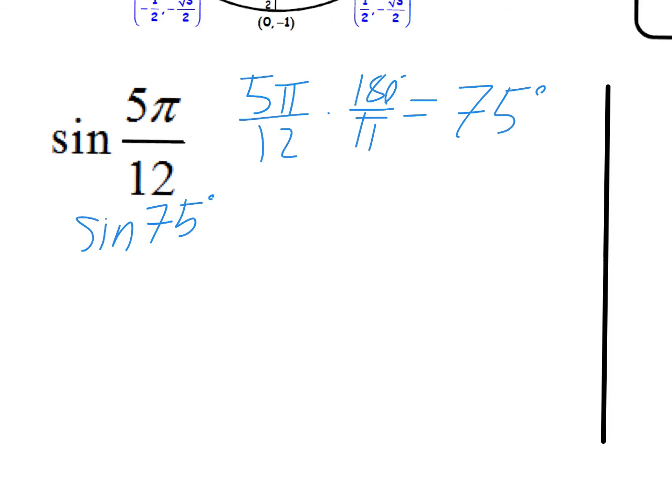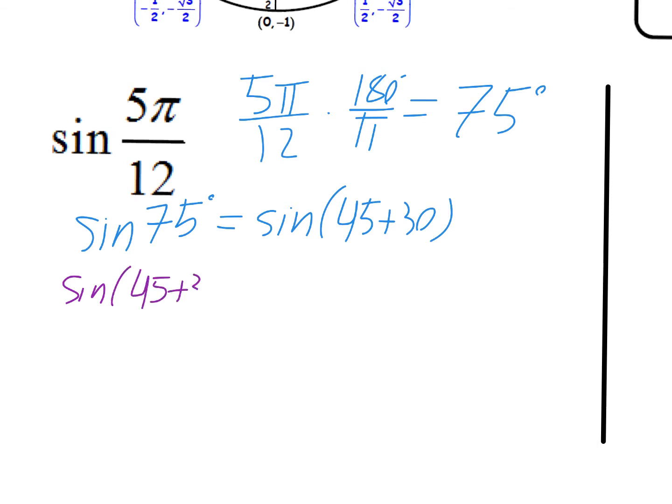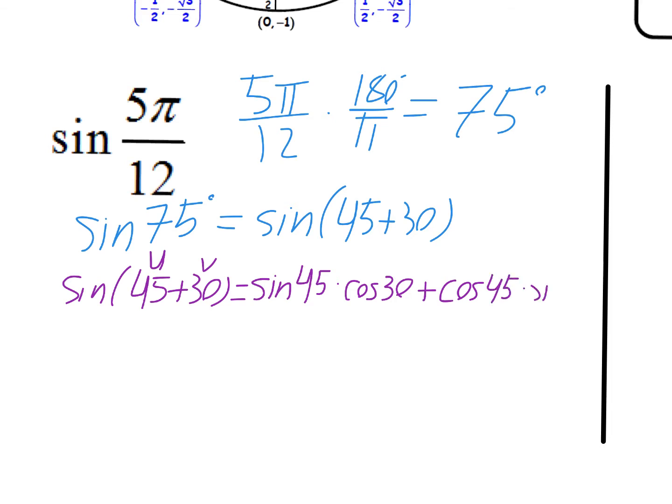So we need to figure out 2 numbers that will either sum up to 75 or reduce down to 75. And for me, that looks like the sine of 45 plus 30, because 45 and 30 degree angles are both on my unit circle. So the setup for this is going to follow my sine rules, in that the sine of 45 plus 30, my 45 being my u component and my 30 being my v component, is going to be equal to the sine of 45 times the cosine of 30 plus the cosine of 45 times the sine of 30.